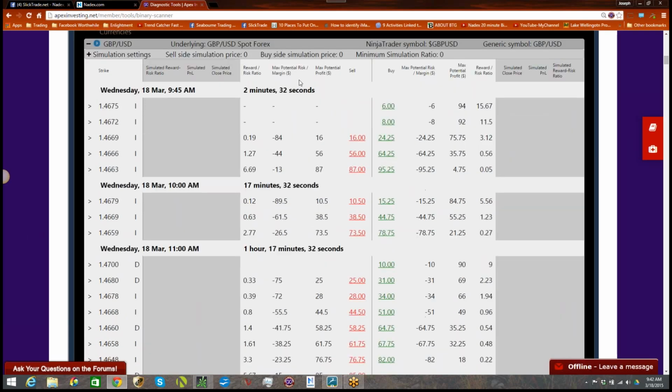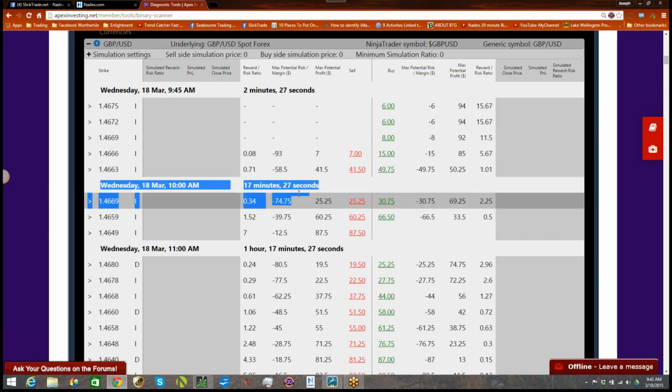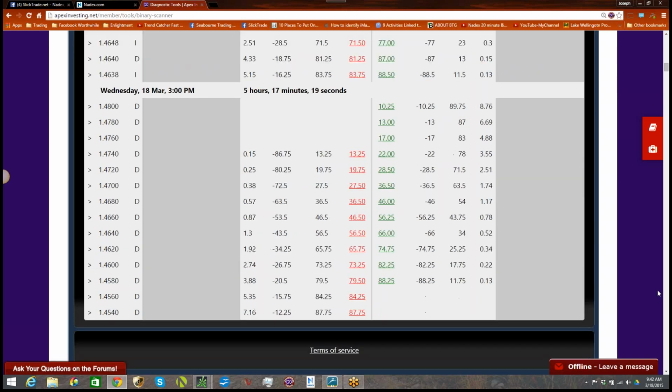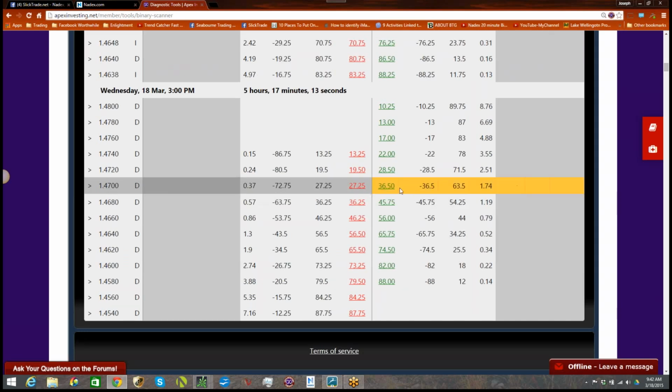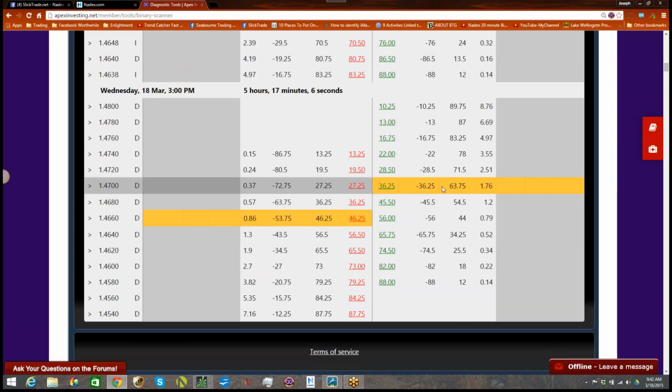expiration time. So let's just say, as an example only, that this is your 5 a.m., this is your 6 a.m., and this is your 7 a.m. If I were to select the 7 a.m., then as an example only, this is my strike that I want to go up, and as an example only, this is a strike that I want to go down. Those will be my pending orders.